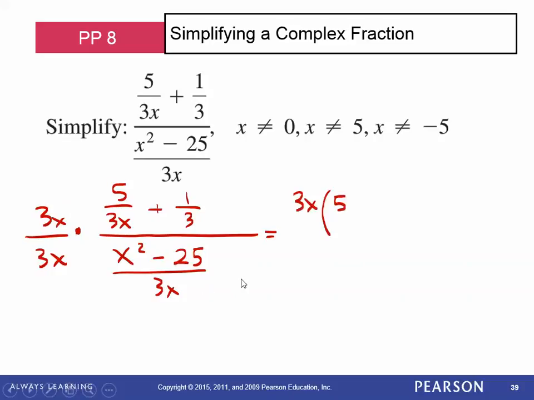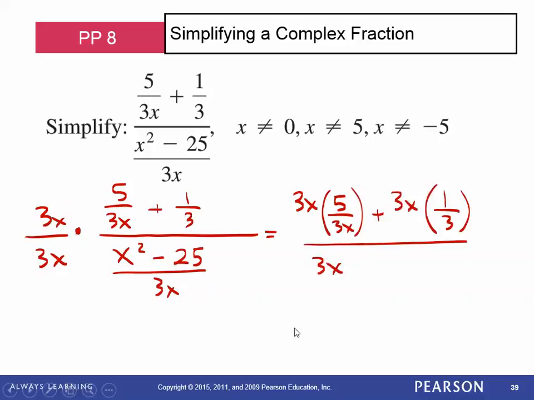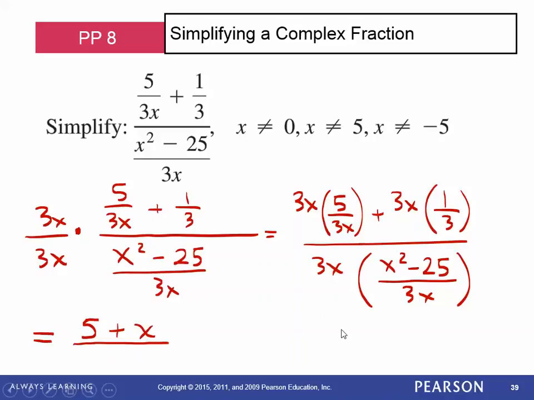So I'm going to distribute the 3x to each of those pieces just so you guys can see it a little easier. You don't really need to do it. If you can get to the next step without having to write this intermediate step, that's fine too. But as 3x multiplies into here, the 3x cancels, so then you're just left with 5 here. As the 3x multiplies in here, the 3's are going to cancel. The x is still here, so x times 1 is just x. On the bottom, the 3x's will cancel each other out completely, and you're left with x squared minus 25.